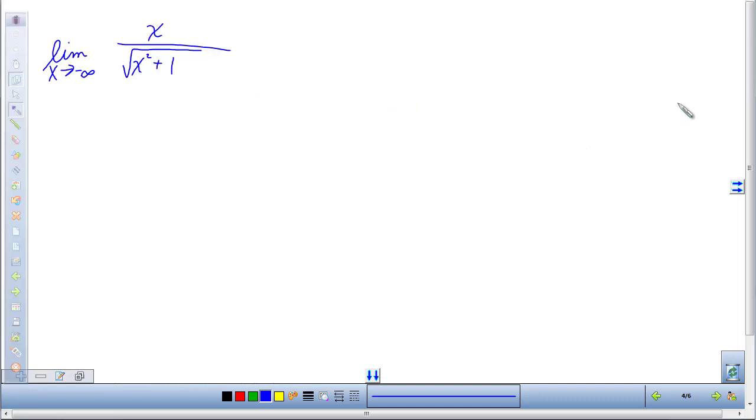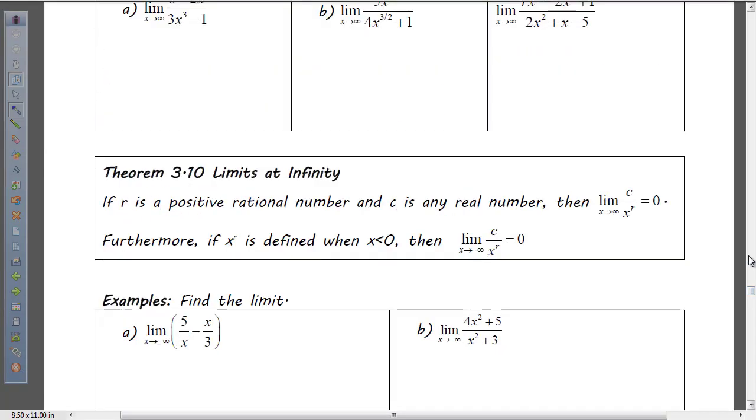Okay, let's take a look at another example. In this example, we want to look at the limit as x approaches negative infinity. Okay, and we've got x over the square root of x squared. We're going to try to use the theorem, I think it was 3.10, so that we can get things in the form where we have a constant in our numerator and then we have x to some positive power in our denominator, because we know the theorem. And let's go back and look at that just quickly here. The theorem says if we can write it that way, and maybe I didn't read this one yet.